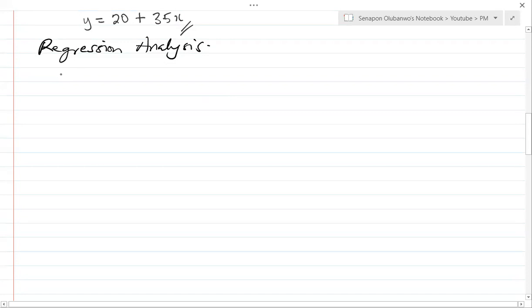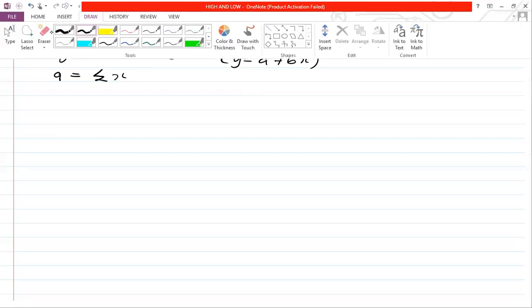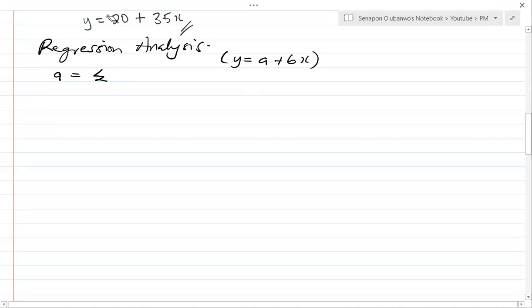Let's take the formula for the fixed cost first, which is A. Let me put the total cost line here, which is Y equals A plus BX, where Y is total cost. That's what we use for the high and low, and that's exactly what we use also for the regression analysis. The formula for calculating A is summation Y all over N minus B summation X all over N. That's the formula for A, which is our fixed cost.